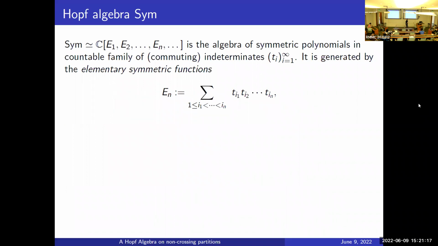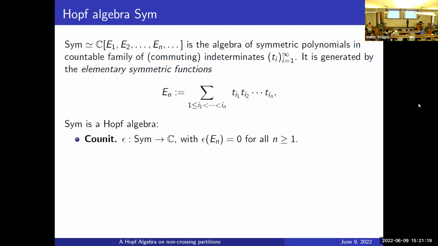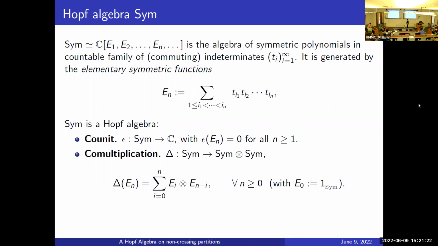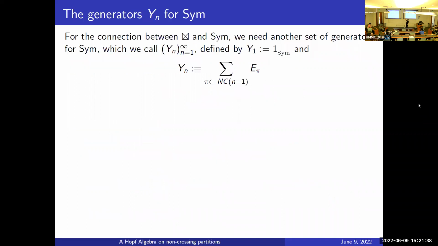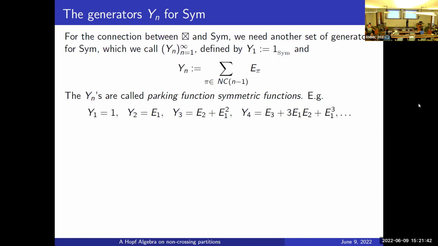So this is a review of the Hopf algebra Sym, but I don't think I have to go over it again. This is what was just mentioned 1 hour ago, or 30 minutes. So we have a Hopf algebra Sym with a co-unit, a co-multiplication, a grading, and this is done in terms of elementary symmetric functions. But actually, what Andu pointed out earlier is that it's better to work with the parking function symmetric functions, at least in terms of the free probability.